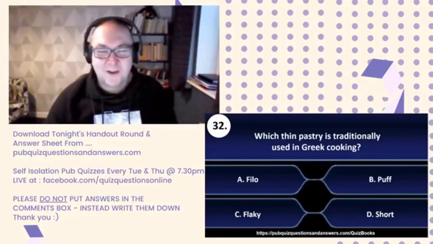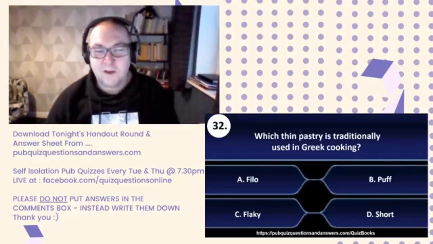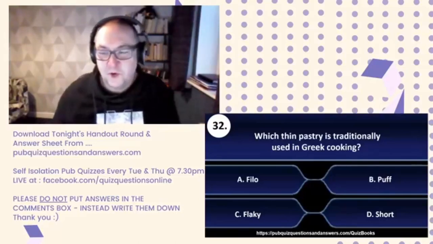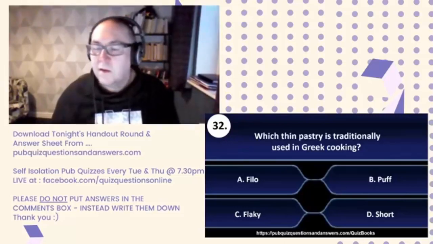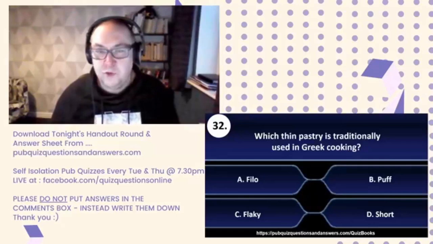Which thin pastry is traditionally used in Greek cooking? A, Philo, B, Puff, C, Flaky, D, Short. So again, 5 points into one box if you're confident, or split your points down if you're not too sure.